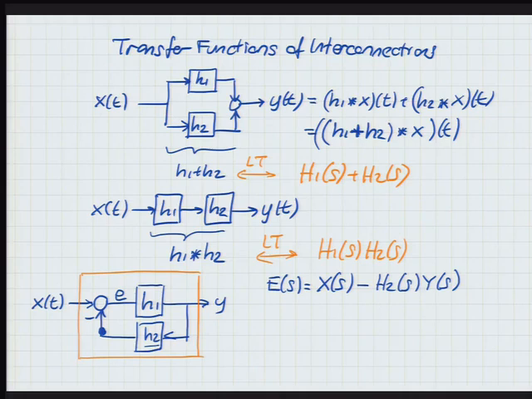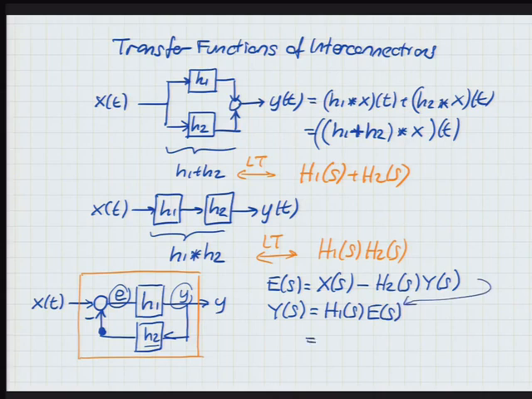Now, the next question is, how is E and y related? Well, clearly y of s is h1 of s times E of s. So take this E here, substitute here. You're going to get h1 x of s minus h1 h2 y of s. I'm dropping s, so I don't have to write s every time. So now you're very close to relating y directly to x. E is eliminated. E was an internal signal. We have gotten rid of it.